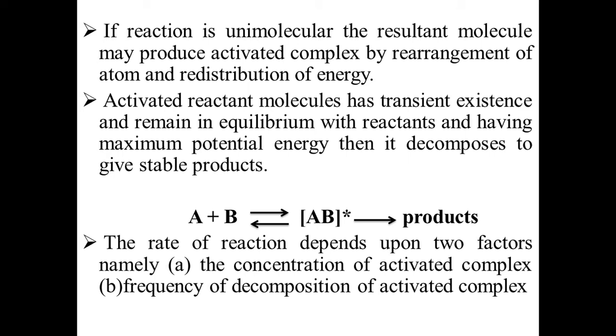Here, A is a reactant molecule and B is another reactant molecule. When these two molecules collide with each other, there is a formation of the activated complex, AB star. This activated complex remains in equilibrium with the reactant molecules, A and B. This activated complex has maximum potential energy, then it decomposes into products, which are stable.